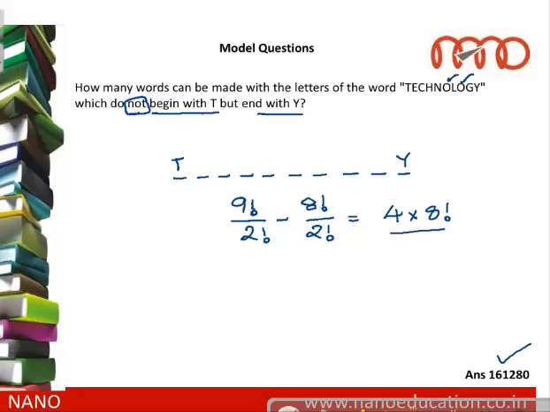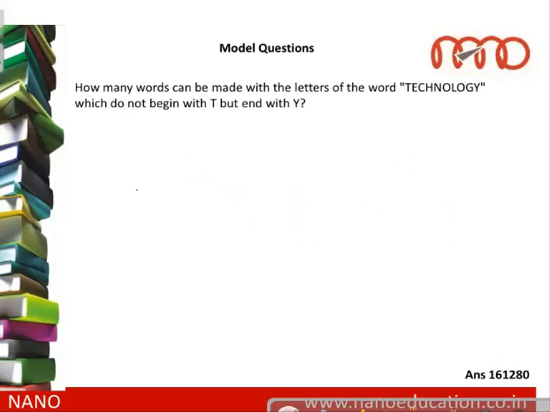Another way in which the same question can be done is, I want a 10-letter word. The last letter is Y and the first place cannot be T. So the first place can be dealt with in 2 ways. Either you put an O here, or you put a letter other than O and T. Y is also already used, so it cannot be used again in the first place. So 4 options are ruled out. We are left with 6 options for the first place. It could be E, C, H, N, L, G.